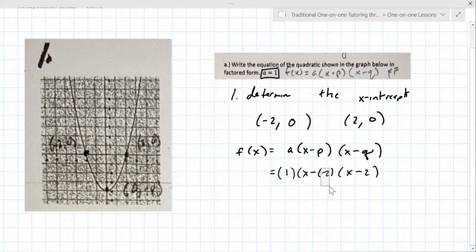Let me try to make this slightly more clear. It's -2. So the only thing left to do is to write x plus 2, because you simplify the signs, times x minus 2, and you leave off a. All right, and then you're done with that part. f(x) equals x plus 2, x minus 2.